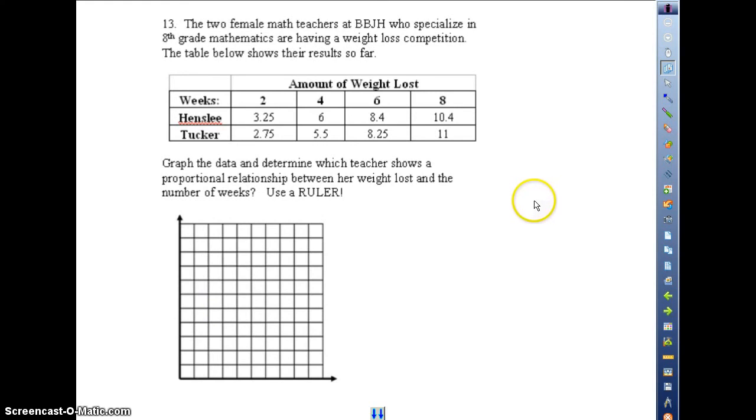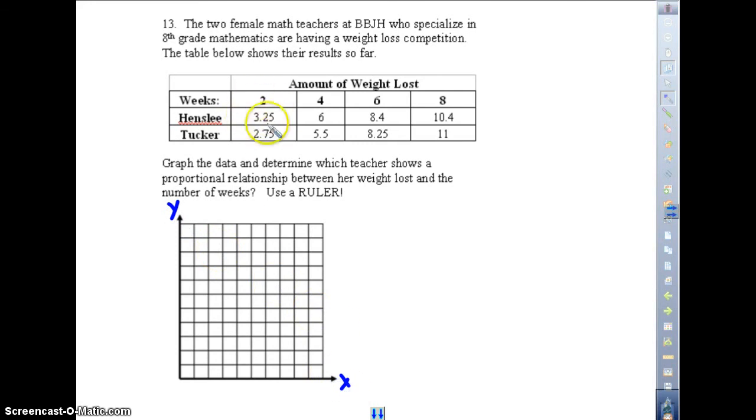Number 13, 2 female math teachers at Bear Branch Junior High who specialize in 8th grade mathematics are having a weight loss competition. The table below shows their results so far. Graph the data and determine which teacher shows a proportional relationship between her weight lost and the number of weeks. Use a ruler. Your dependent variable always goes on the y-axis. Your independent variable goes on the x.